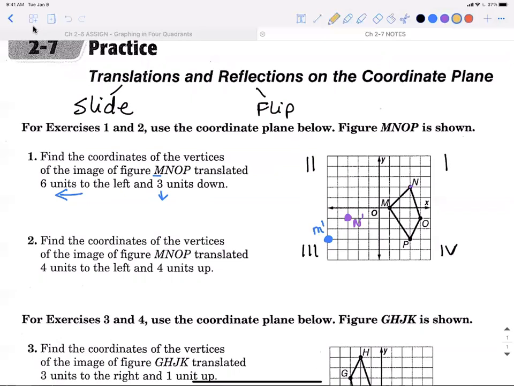And then we're going to do the same thing with O. Okay, we're going to go backwards 1, 2, 3, 4, 5, 6, down 1, 2, 3. And we're going to put our new O right there. And that's our O1.